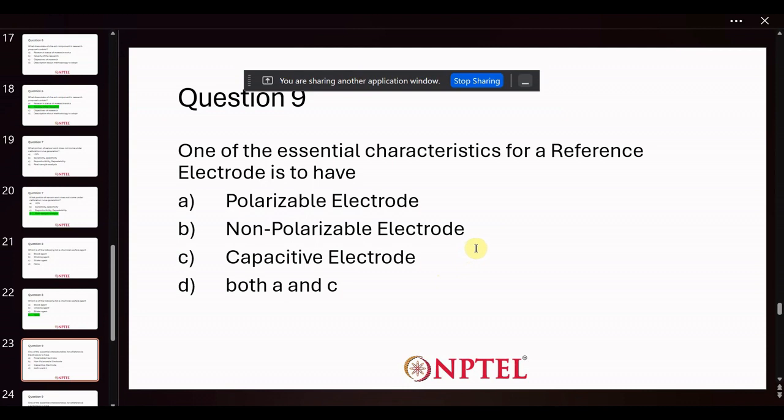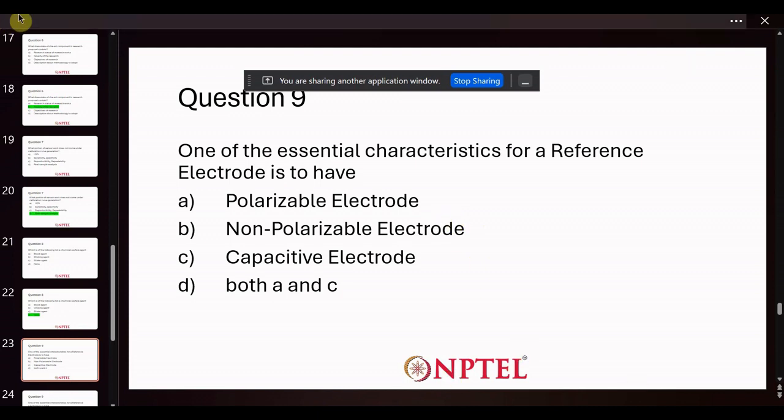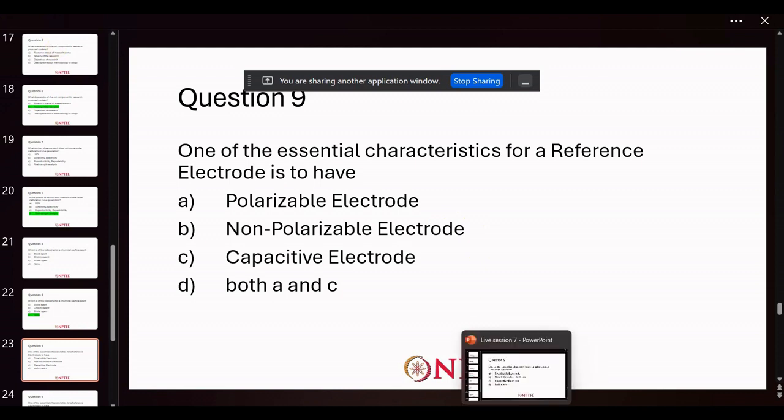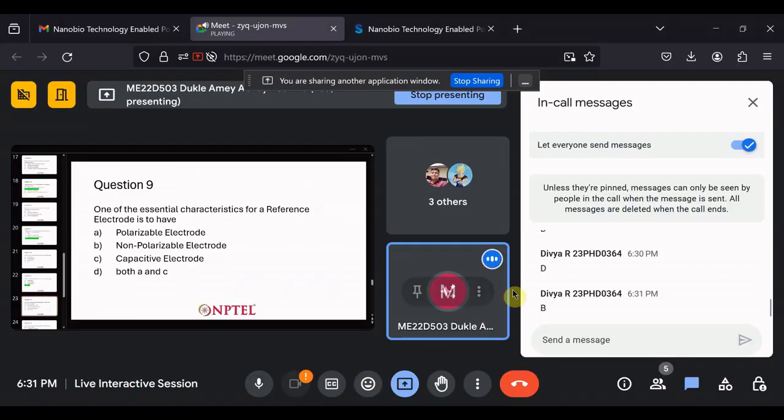So now moving to the ninth question. One of the essential characteristics of a reference electrode is to be a polarizable electrode, non-polarizable electrode, capacitative electrode, or both polarizable and capacitative electrode. This is going back to week 2 or week 3. The answer is non-polarizable electrode.